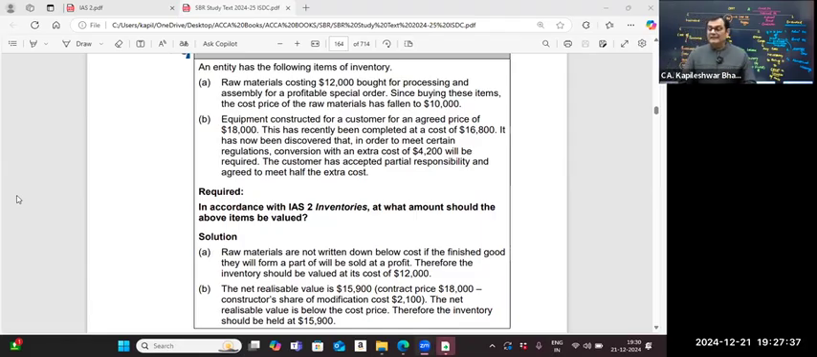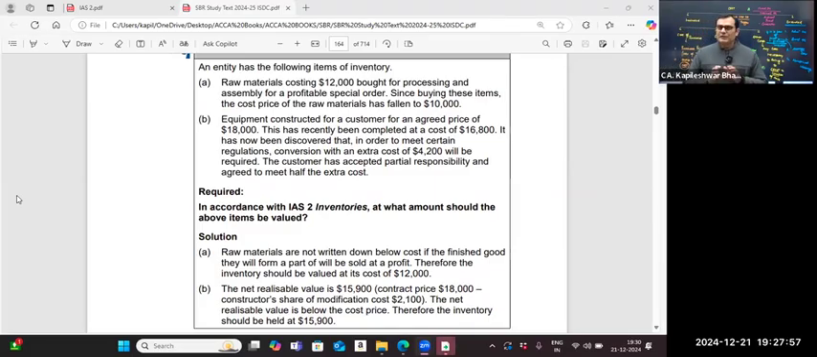Is it 18,000 minus half of 4,200, correct? 2,100. Yes, so we can say the NRV in this case is 15,900 and the cost is 16,800. So you will value it at whichever is less, correct? So 15,900 is the valuation.